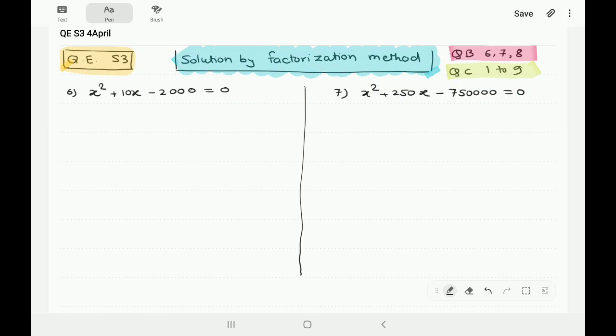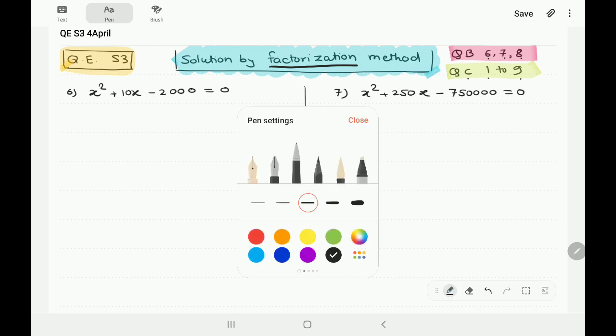Today again, we'll continue the same solution of quadratic equation by factorization method. Today, we are going to cover question B, 6, 7 and 8 which we kept pending yesterday, and of course question number C, 1 to 9. Almost all the questions I will be solving today.